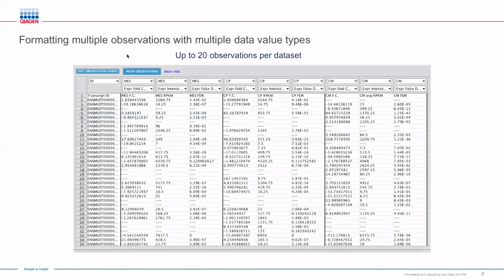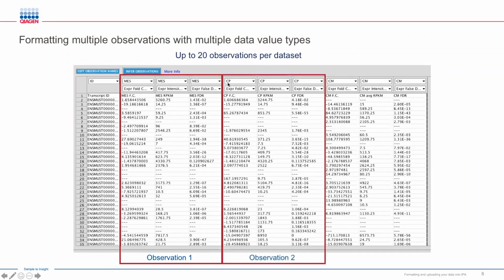So what we have here is a data set that has 3 different observations. This experiment came from a study that examined the development of cardiomyocytes over time, starting with the embryonic stem cells. So here we have the mesoderm, MES, versus the embryonic stem cells. That's one observation. The second one is CP, or cardiac precursor cells, compared to those embryonic stem cells. And then the third observation is the developed cardiomyocytes compared to those embryonic stem cells. So you can have up to 20 observations in one data set.